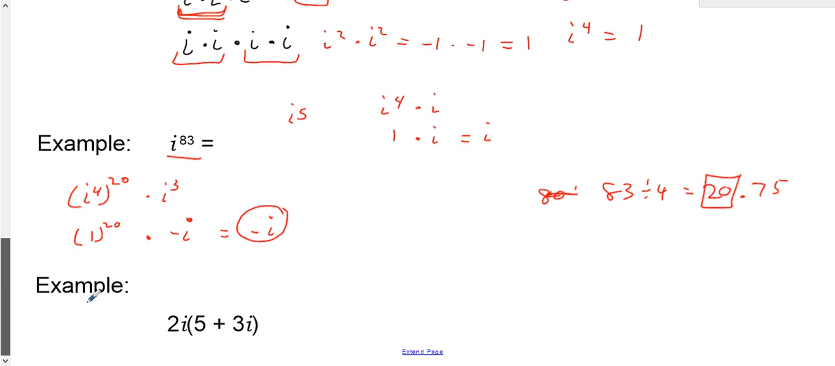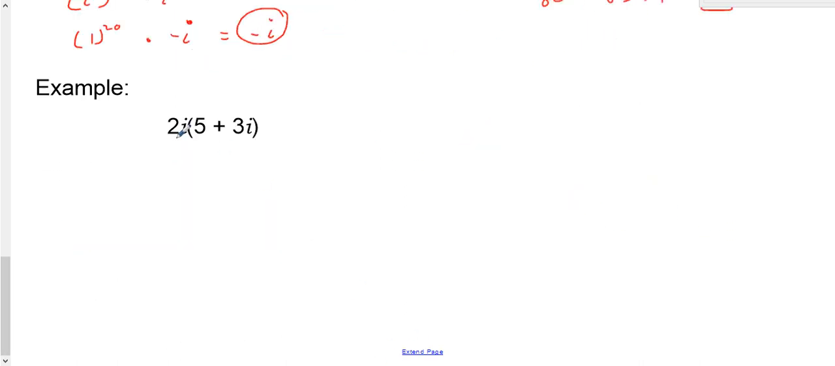Okay? Now, looking at an example where I'm multiplying the expressions. So 2i times 5 plus 3i, I need to distribute the 2i. And in a sense, I'm just acting like i is a variable at the moment. So 2i times 5 would be 10i. And 2i times 3i would be 6i squared.